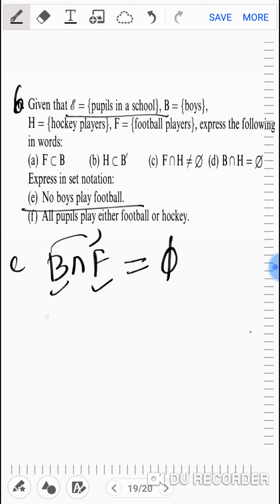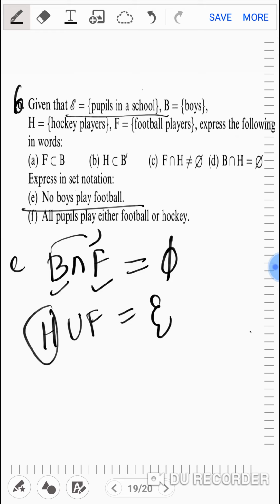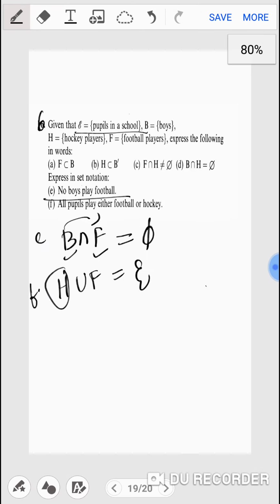Then they say all pupils play either football or hockey. So there's no one who plays neither football nor hockey. So H, that is hockey, union football, is the universal set. Clear? So your F is this. Shall I jump on to next?